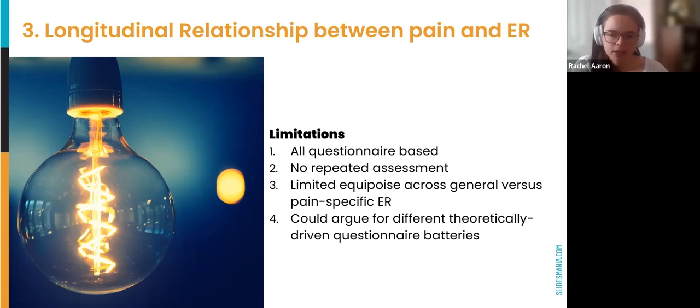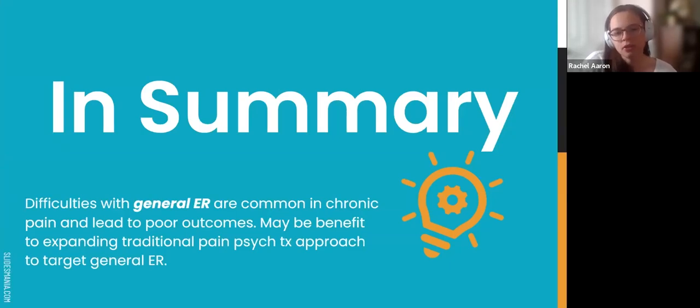You could argue for different theoretically driven questionnaire batteries. Again, this is sort of a first step to get at this question. So in summary, difficulties with emotion regulation in general are common in chronic pain and lead to poor outcomes. And there may be benefit in expanding those traditional pain psychology treatments that really hone in on pain coping to address general emotion regulation, pulling from what we know from the broader psychology field, particularly for people who have those difficulties. We may even be able to phenotype people based on their emotion regulation profile and tailor treatment in that way. Again, there are many future directions that could come from this work.